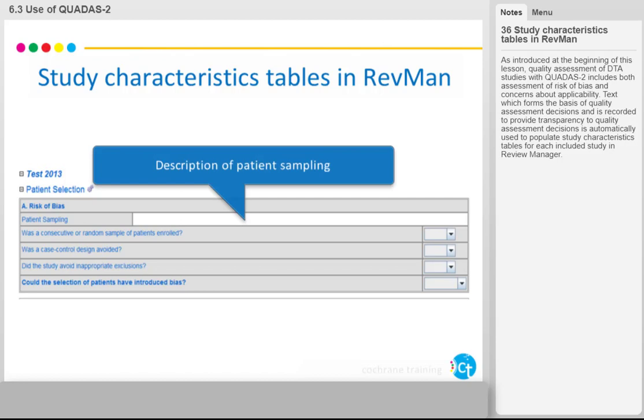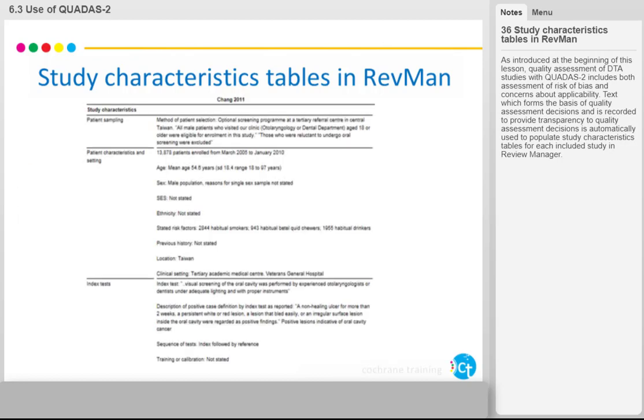As introduced at the beginning of the lesson, quality assessment of DTA studies with QUADAS-2 includes both assessment of risk of bias and concerns about applicability. Text which forms the basis of quality assessment decisions and is recorded to provide transparency to quality assessment decisions is automatically used to populate study characteristics tables for each included study in RevMan.